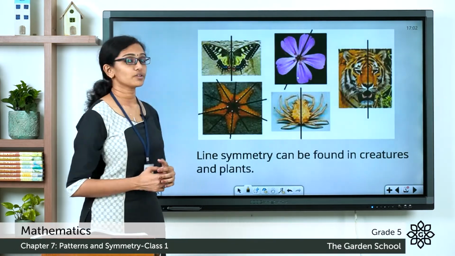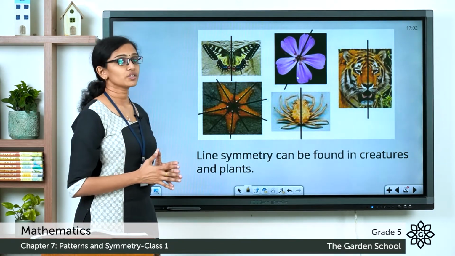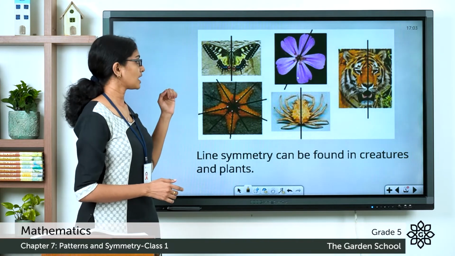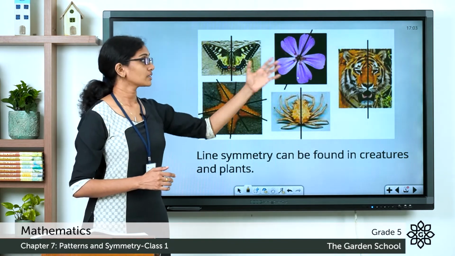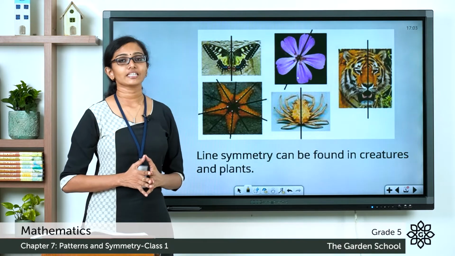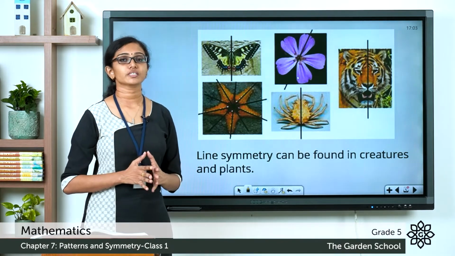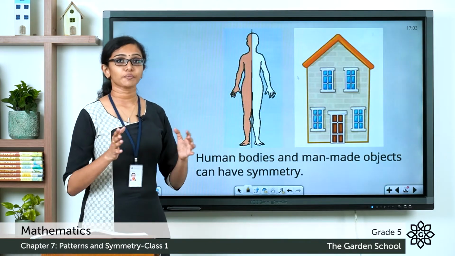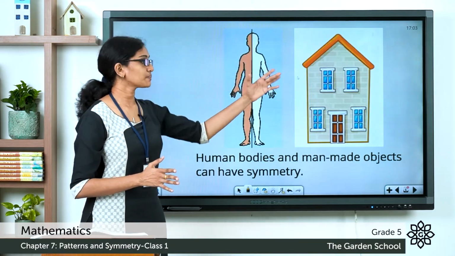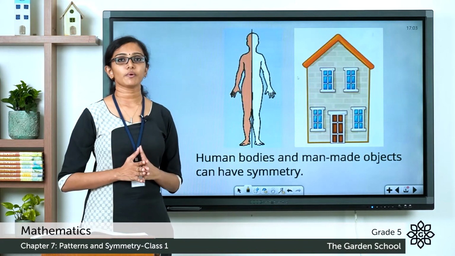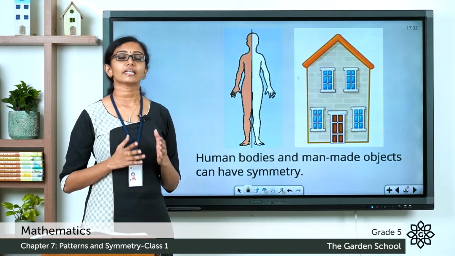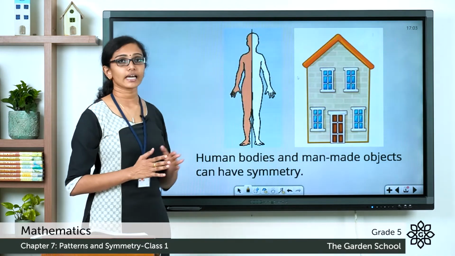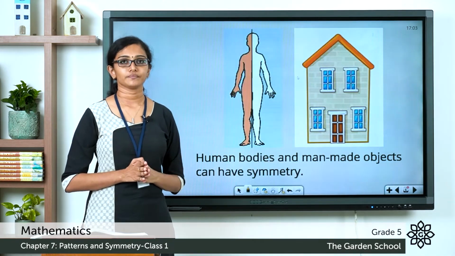Now, let's see some examples of where we can see symmetry, specifically line symmetry, in nature. Line symmetry can be found in both creatures and plants in nature. Here are a few examples: a butterfly, a starfish, a flower, the face of a tiger. Here you can see the picture of a human body, and there is the picture of a house. So human bodies and man-made objects can have line symmetry.